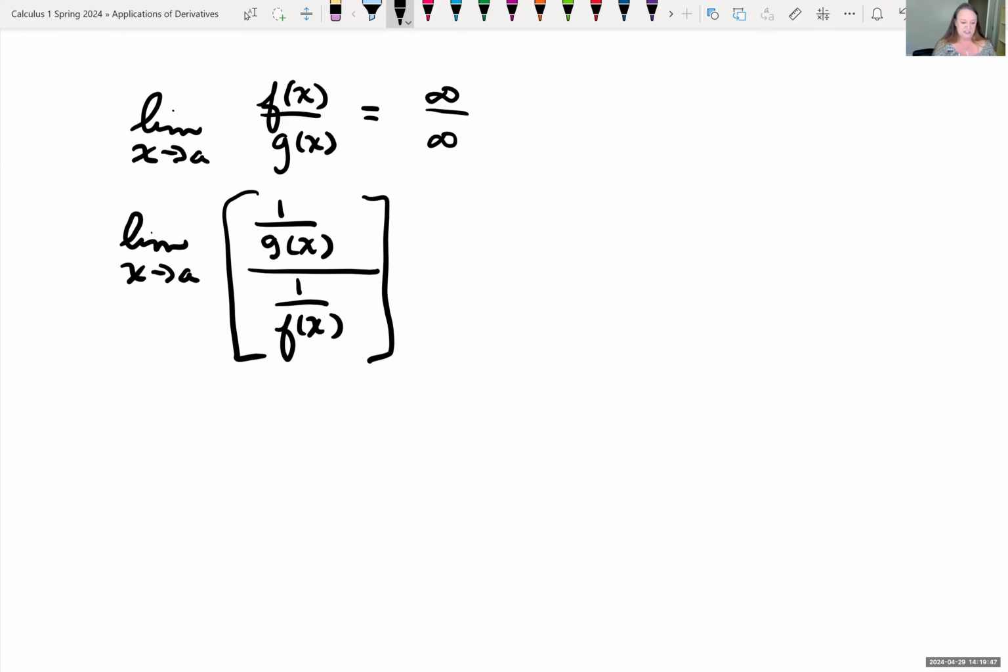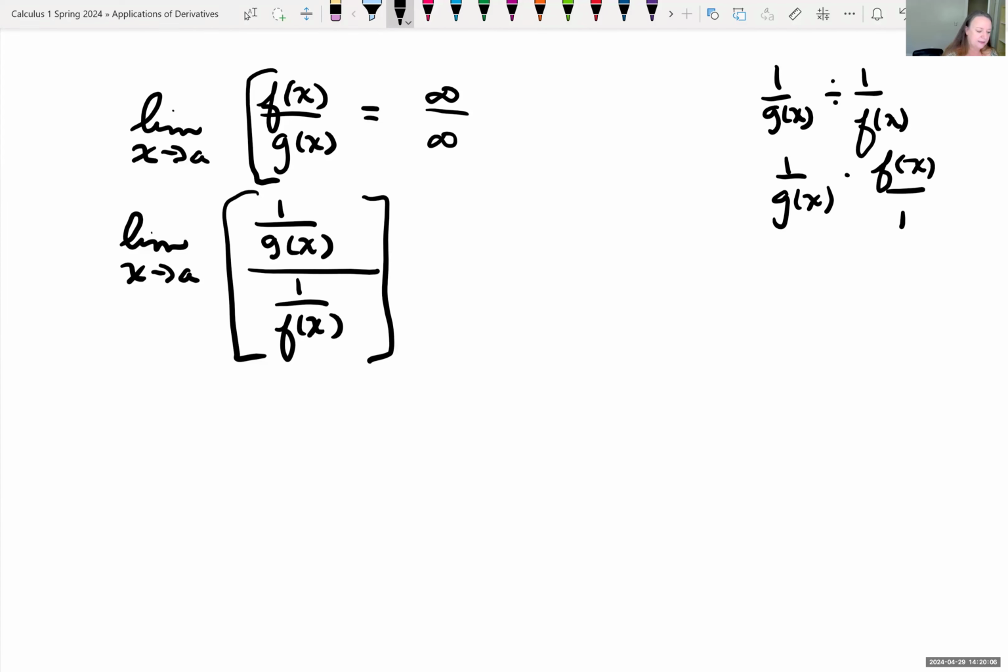Think about it. Let's just show that on the side. If I had 1 over g of x divided by 1 over f of x, I can write it like this. And this is the same thing as 1 over g of x times f of x over 1. Okay, so that is the same thing that we had above, what we were taking the limit of.